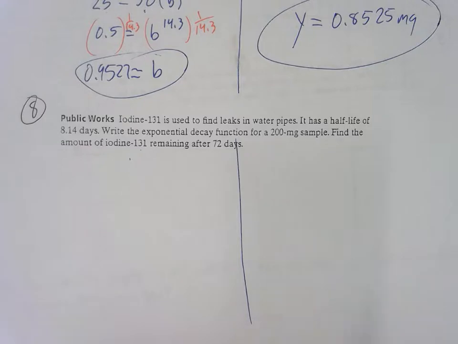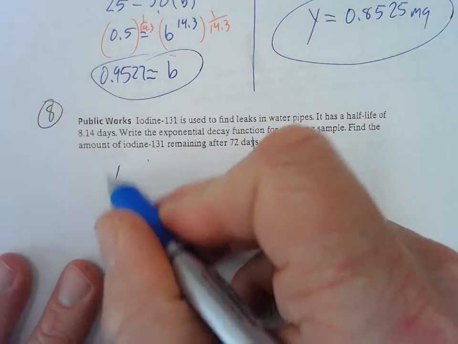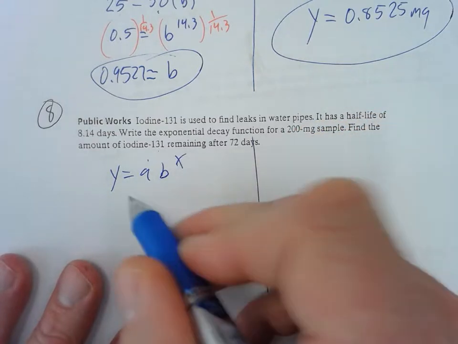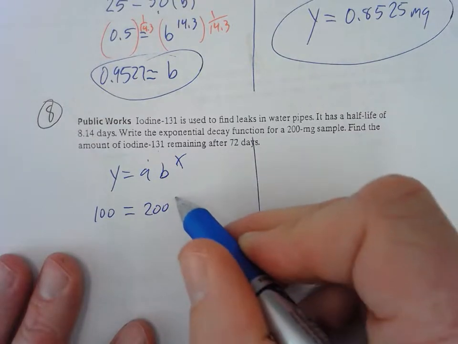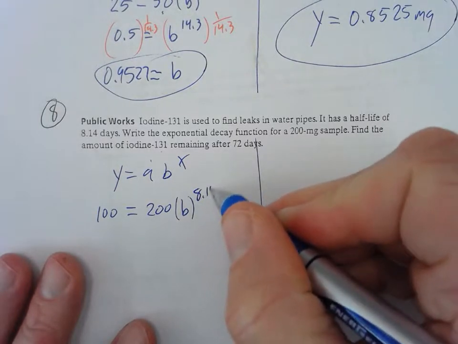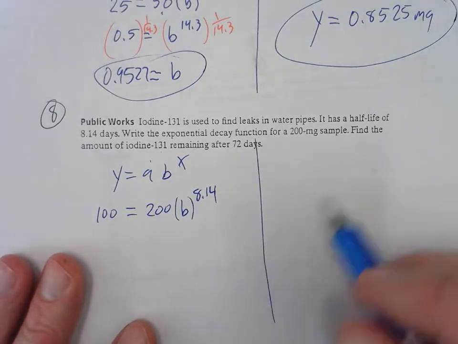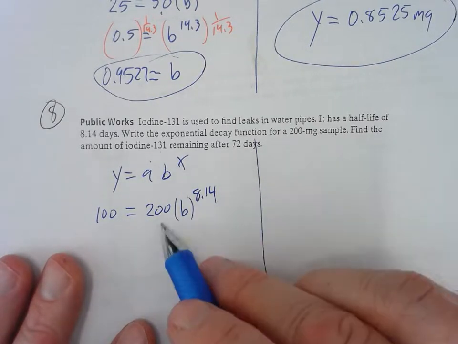This problem here is iodine 131, and what are we doing with it? Oh, we got to calculate B again. So here we go. We have a 200 milligram sample, so we have y is equal to a b to the x. So we have a 200 milligram sample, and that's going to 100 milligrams. And we know the half-life for this iodine, which is used to fix water pipe leaks, is 8.14 days. So my answer is going to be the number of days now. No, it says find the amount remaining after 72 days, so it's going to be the number of milligrams again.